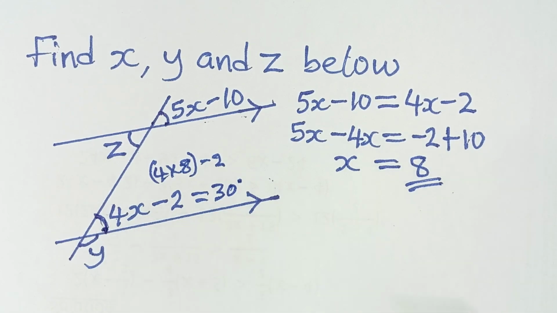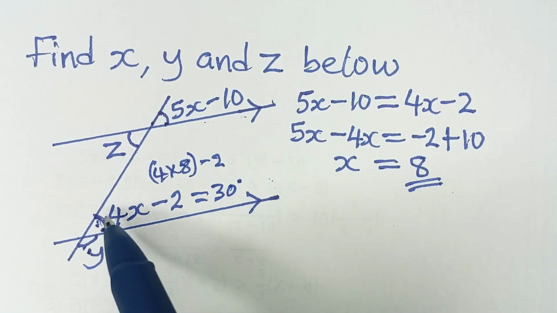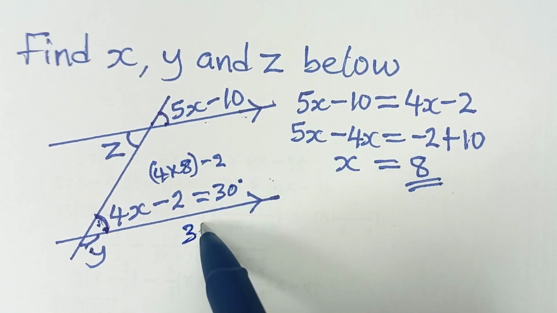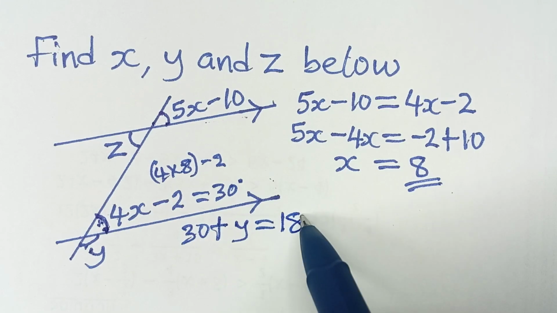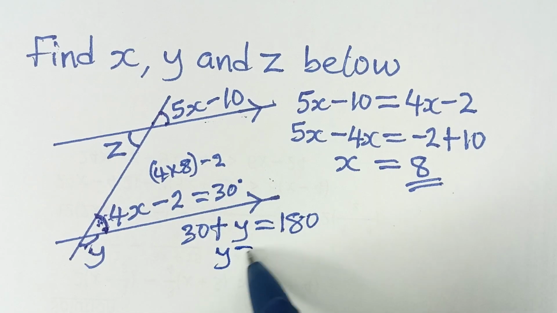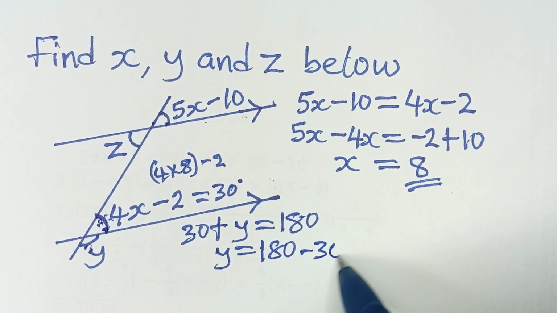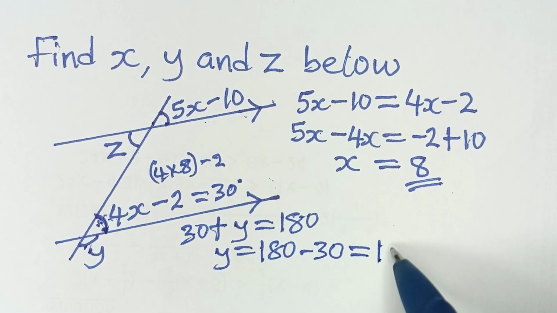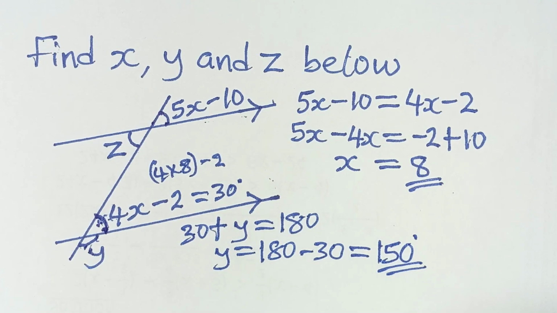So if this angle is 30 degrees, then you agree with me that this angle y here can also be obtained, because there are sum of angle on a straight line. So if this is 30, then that angle 30 plus the y that we have here, angle y, since they're on a straight line, they add up to 180, because sum of angle on a straight line is 180. And so from there we can say y will be equal to 180 minus 30, and that will give us the value of y as 150 degrees. So y is 150 degrees.